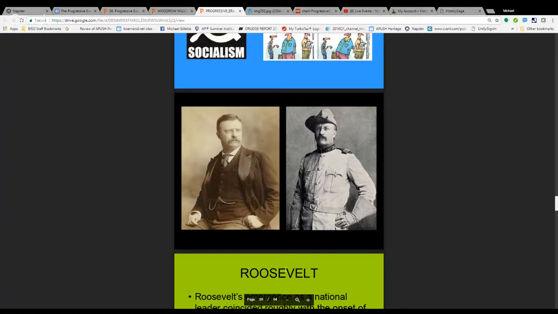And so he never shakes the image of the cowboy. And oftentimes in political cartoons, and as you can see in this picture here, he is always portrayed as the Rough Rider, as the image of the cowboy. It's kind of built into his identity.